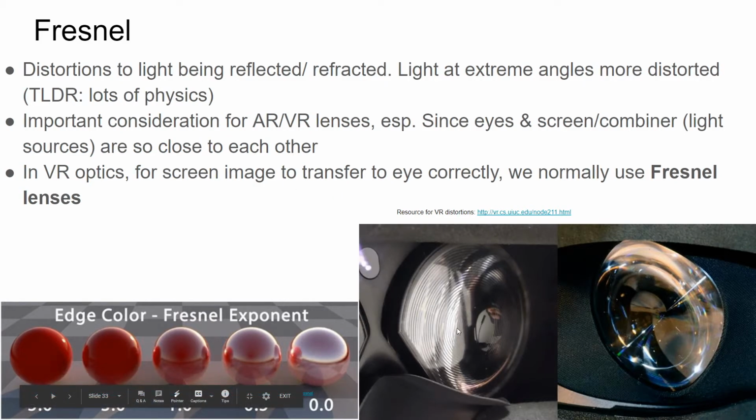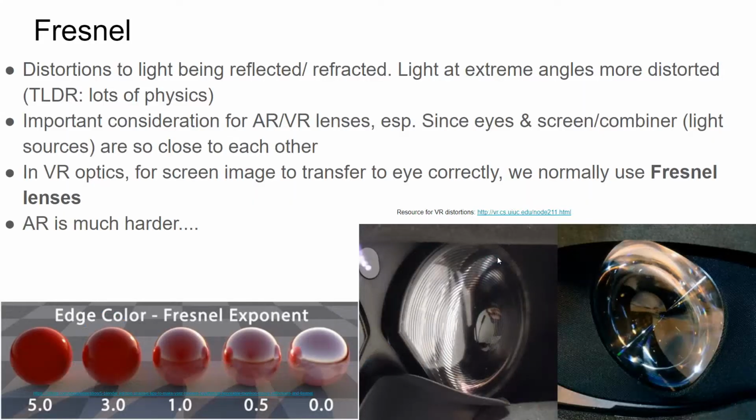These are called Fresnel lenses, which are used for magnification a lot of the time, but for VR we use them for dealing with this distortion. What these lenses do is, you can check out some of the websites that I cited, but basically they make the lens jagged so that the light doesn't bounce at such extreme angles.